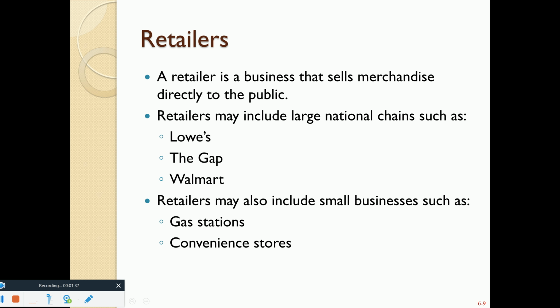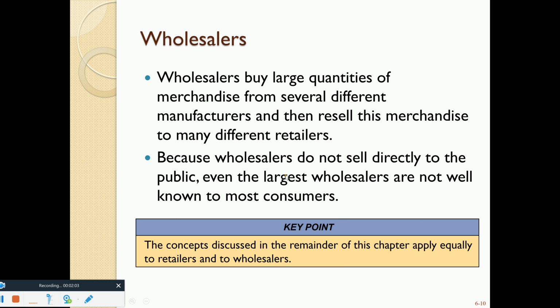Retailers. Now, a retailer is in the business of selling merchandise directly to the public. You can see some examples here. You're all familiar with them: Lowe's, The Gap, Walmart, Publix, Best Buy, places like that. They can also be pretty small businesses like a gas station or a convenience store. They're basically selling a product directly to the end user. That's what a retailer does.